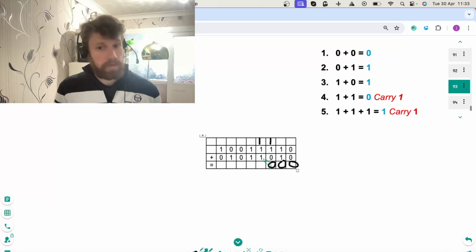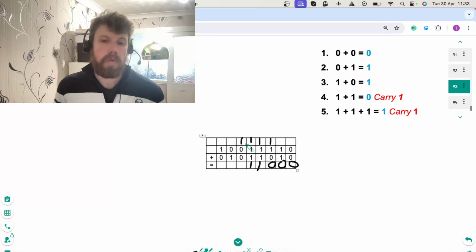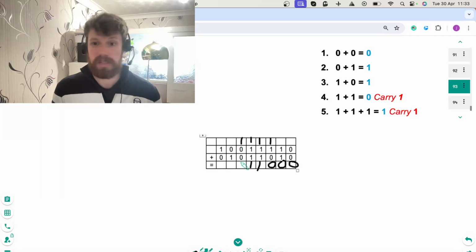1 plus 1 plus 1, that's the first time that we've seen rule 5 come in, so we put a 1 down here, put 1 up here. 1 plus 1 plus 1, 1 down here, carry the 1. 1 plus 0 is just the same as rule 3, 1. 0 plus 1, 1. 1 plus 0, 1.